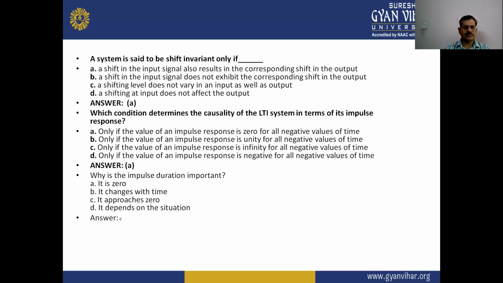And the last question: why is the impulse duration important? Because in option A, it is 0. Option B, it changes with time. In option C, it approaches 0. And option D, it depends on the situation. So the correct option here is C, it approaches 0. So the impulse duration is important because it approaches 0.